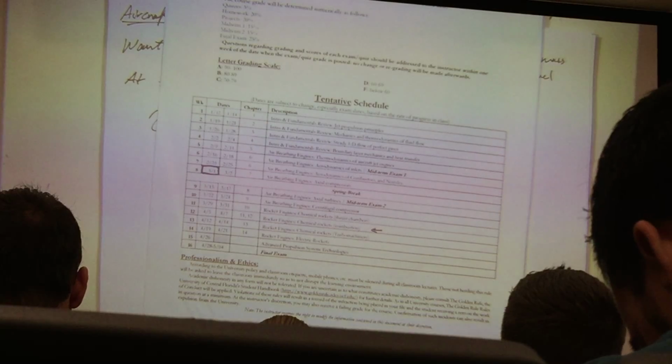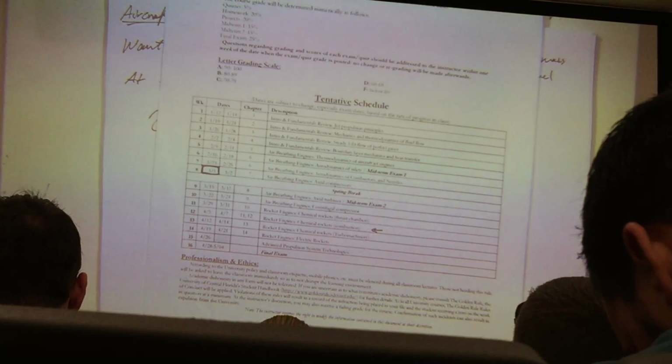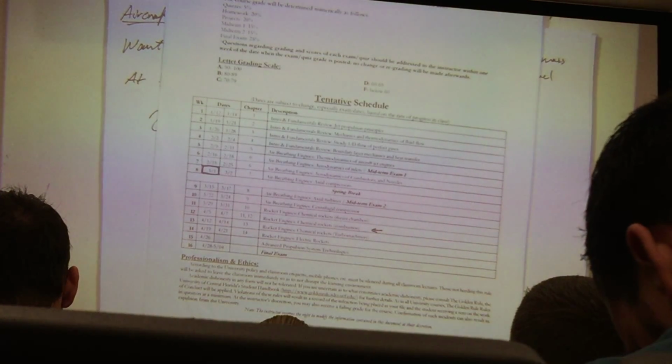I mean, it's independent of the date. The midterm is primarily covering ramjets and turbojets, both with and without afterburner. So that's what the midterm really covers.